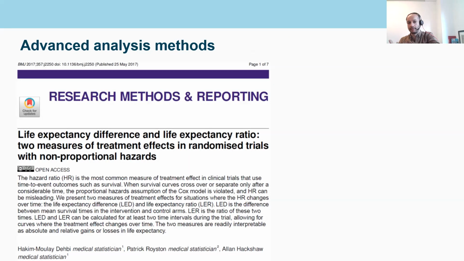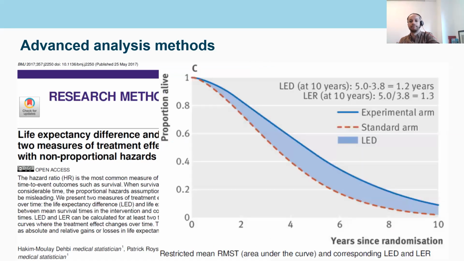We'll talk about some advanced analysis methods. This is one of my papers. I talk about the life expectancy difference and the life expectancy ratio, which are measures you can use when the proportional hazard assumption is not respected in a given clinical trial survival data set. This is a visual representation of the life expectancy difference, which is the area between the two survival curves. And you will learn much more about that during the MSc.